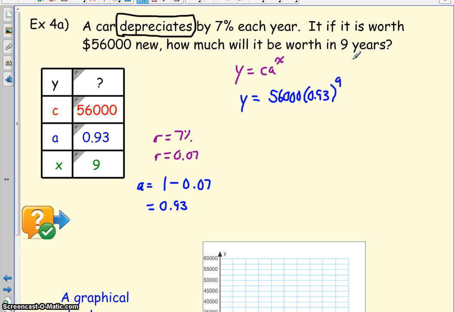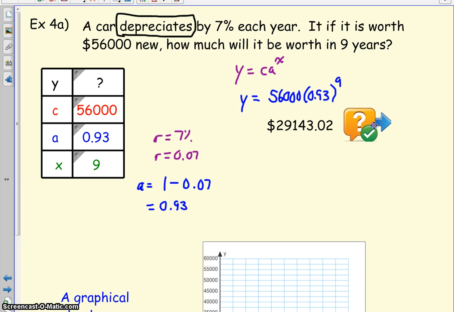So you can quickly run that through your calculator. There's no algebra to be done here because the unknown is already isolated. You should wind up with a value of approximately $29,143.02.